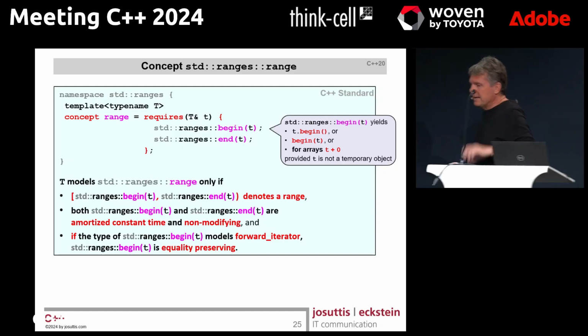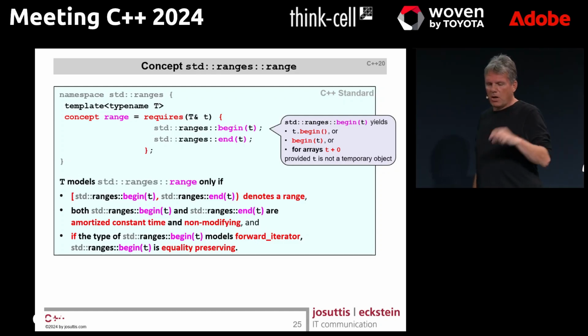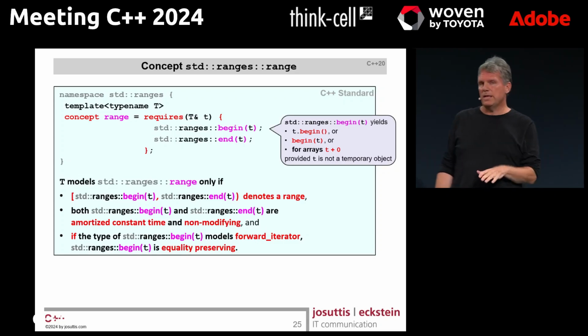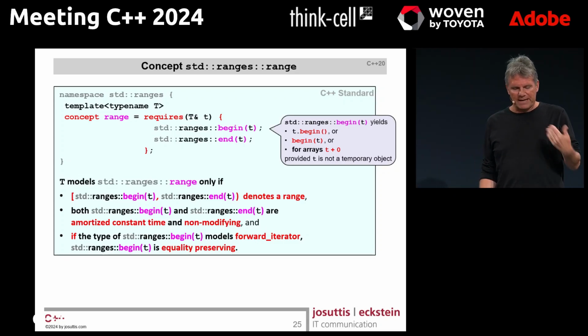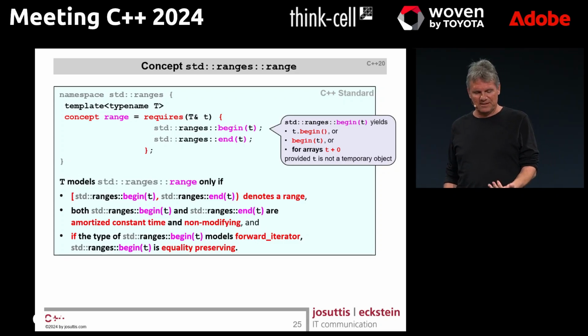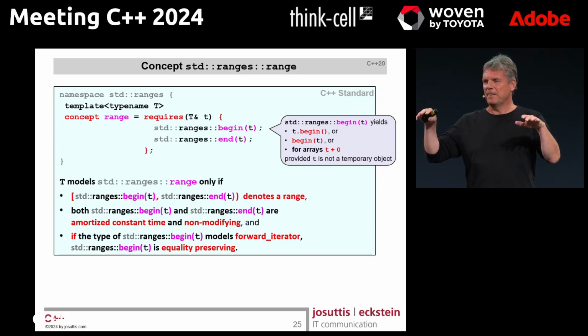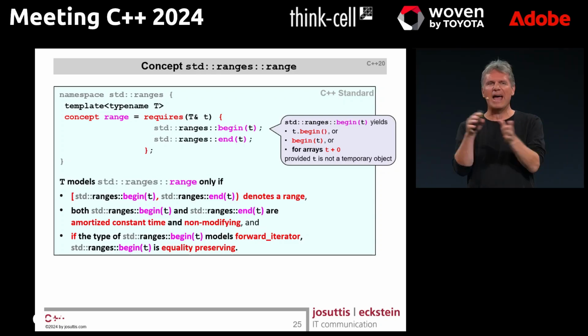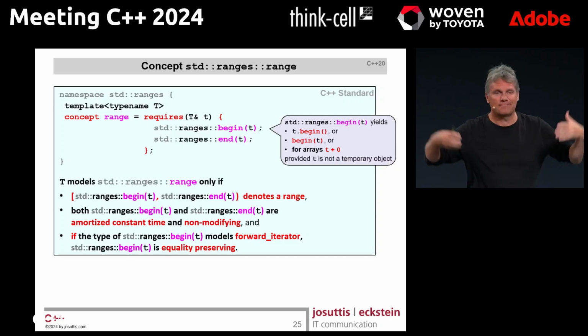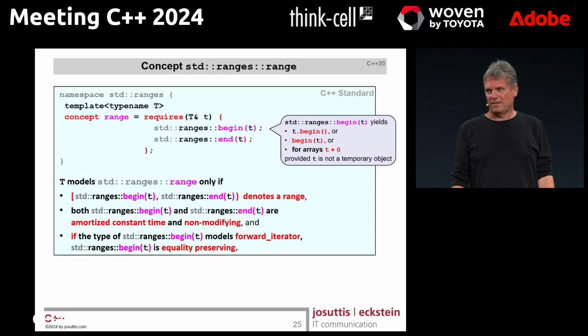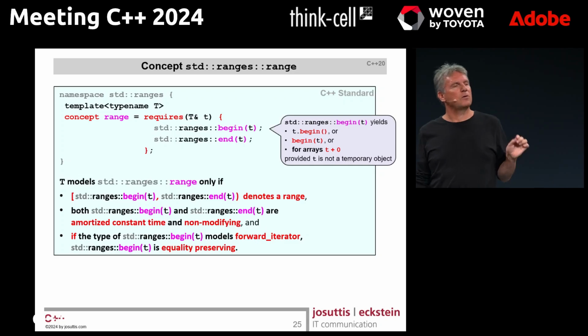So we, in addition, say T models std::ranges::range only if begin and end denote a range. That's what we say there is. Begin and end have to refer to the same object, and begin has to be in front of the end. So otherwise, it's undefined behavior. That's, by the way, nothing a compiler can test.